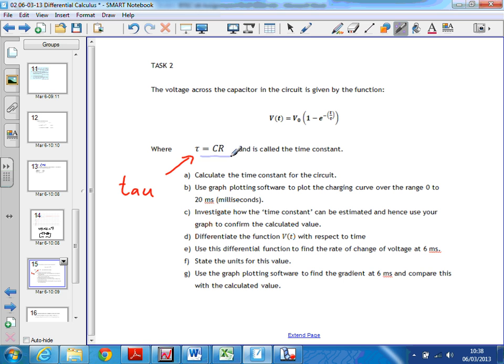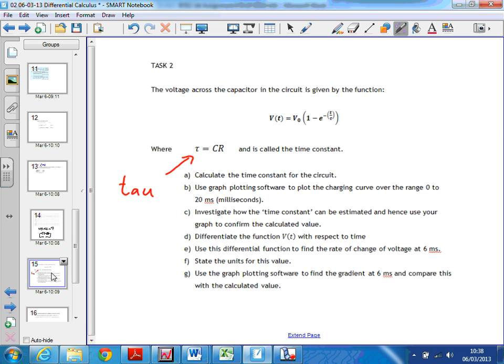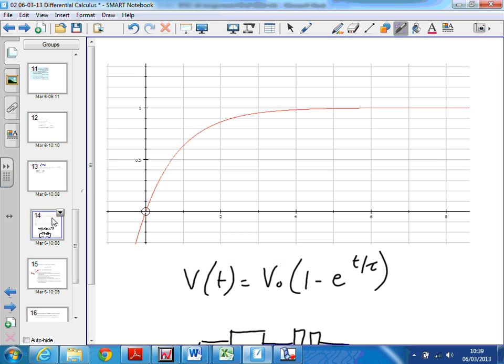Part D, differentiate the function with respect to time, and that will give us a new function which tells us the rate of change of this function. It tells us the gradient of this curve at different points. Okay? So what you've got to do in the task then is to differentiate it. Part E, use this differential function to find the rate of change of the voltage at 6 milliseconds. So you go to 6 milliseconds on the curve, wherever that will be. If it was here, what's the gradient at that point?